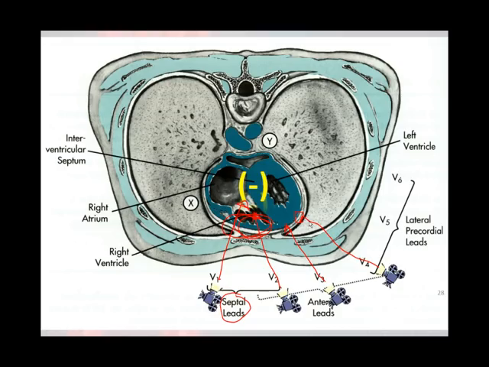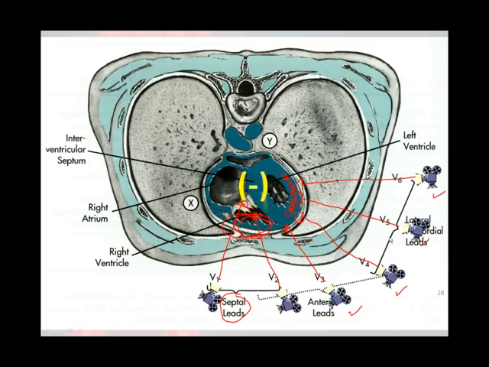As we get around to V5, V5 is looking at the left lateral wall of the left ventricle. V6 is doing the exact same thing. If we look at V6, it's over here looking at the left lateral wall as well. So if somebody is having an anterolateral wall MI, it's affecting this whole area right here, then we can clearly see it on V3, V4, V5, and V6.